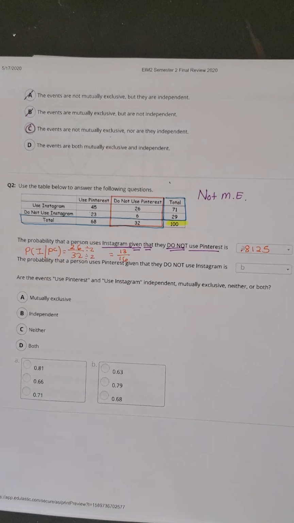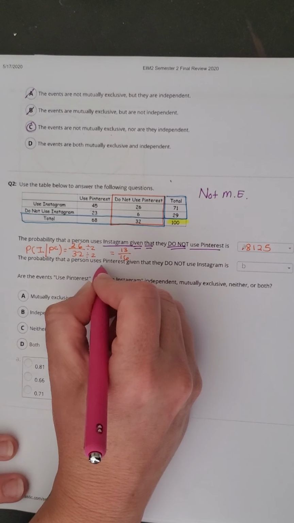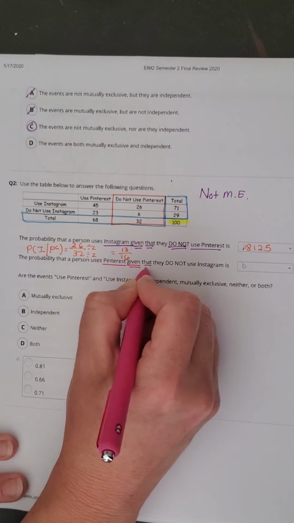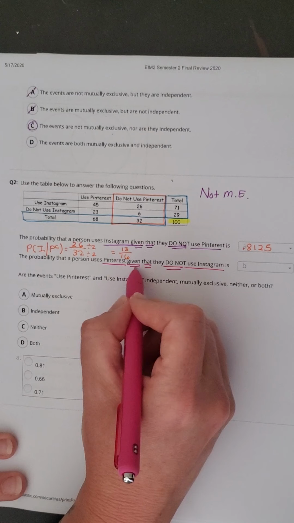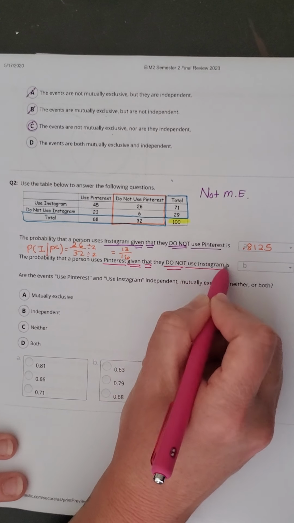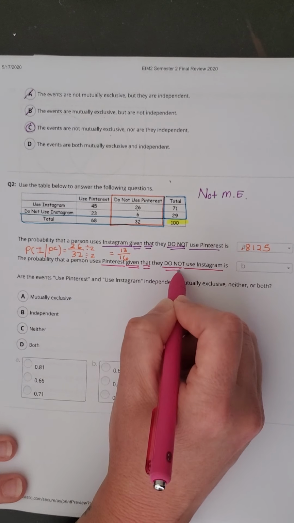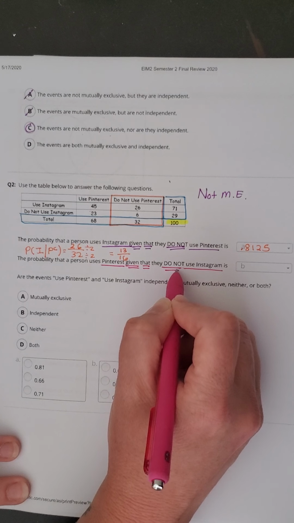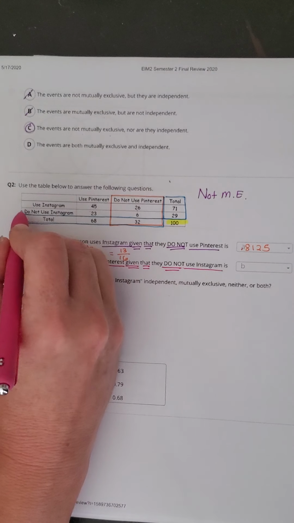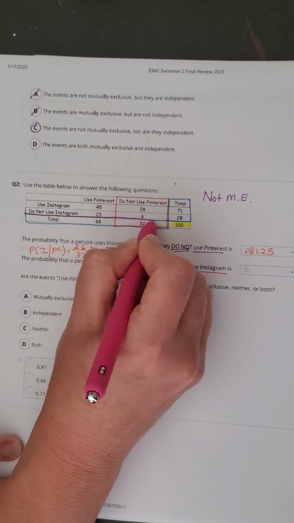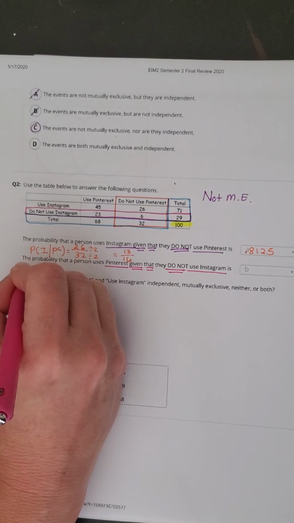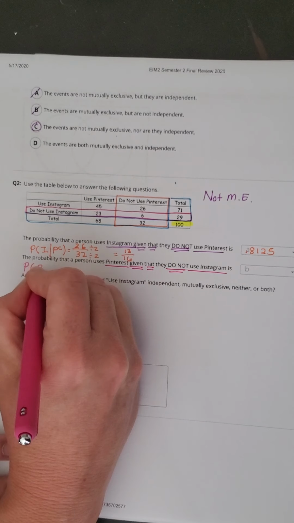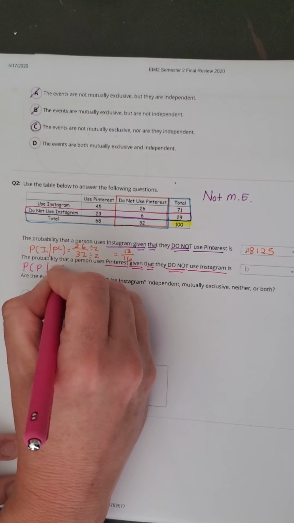The probability the person uses Pinterest given that they do not use Instagram. So again, they use Pinterest given that, another conditional probability, they do not use Instagram. So whatever follows the phrase given that, which is not using Instagram, that will be my denominator. So I'm going to look in the row where they do not use Instagram. So do not use Instagram is this row. I will only take numbers from this row then.